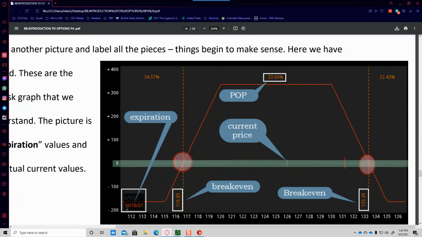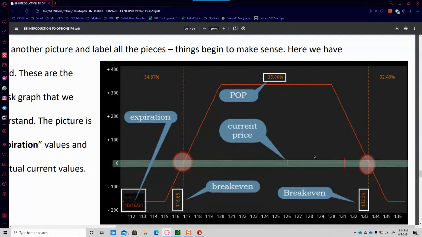In red is the at expiration value. I already had talked about the pop at 33%. I talked about the little dashed line, which was current price. I talked about the downside break even, the upside break even, where I circled those lines.